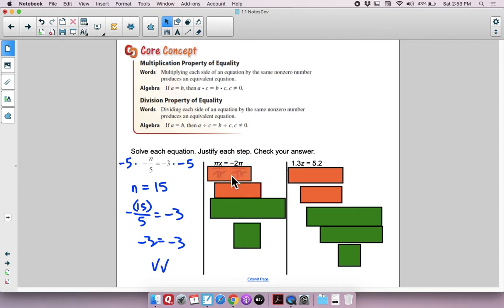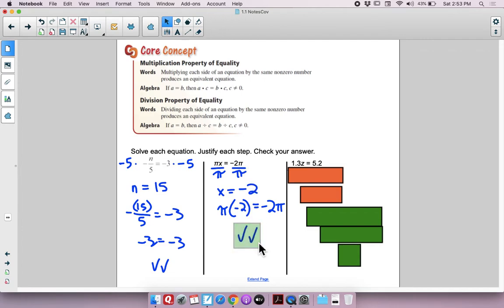So if I do that, these pi's will cancel. I'm left with what I wanted to have on the left side, just 1x, or x. Pi's cancel there, and we get negative 2. Okay, plug it back in to check. Negative 2 going in for that x. Negative 2 times pi is equal to negative 2 pi. What's on the other side? Our magic number of negative 2 pi. Check, check. Awesome. Okay, do the next one.